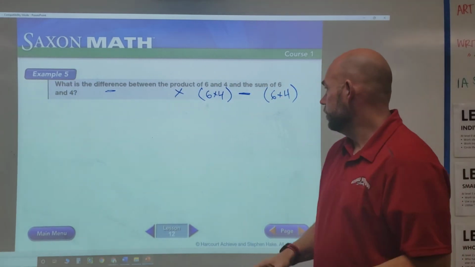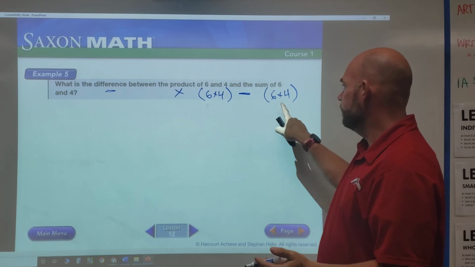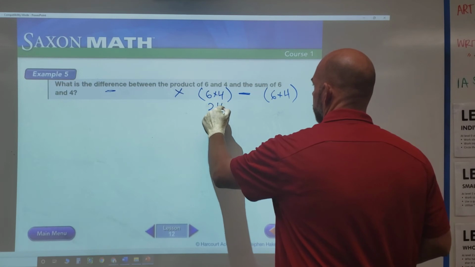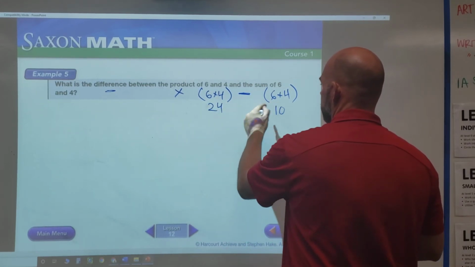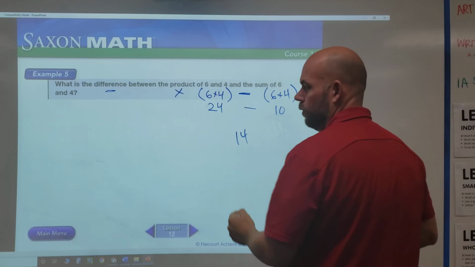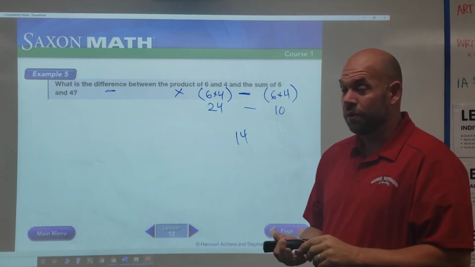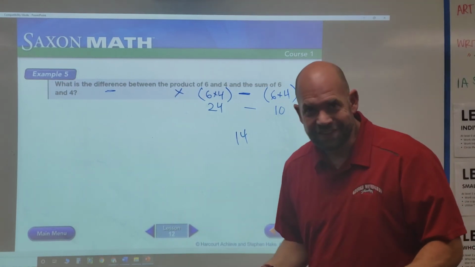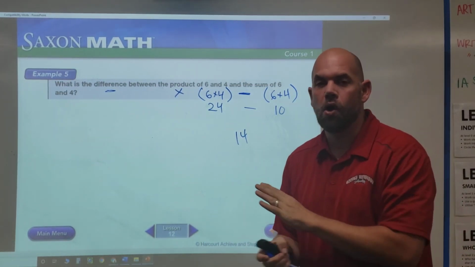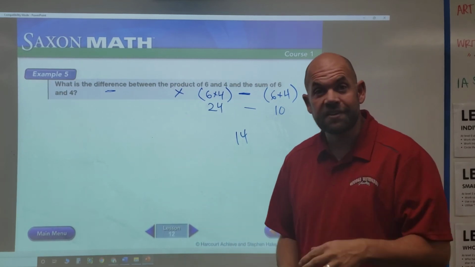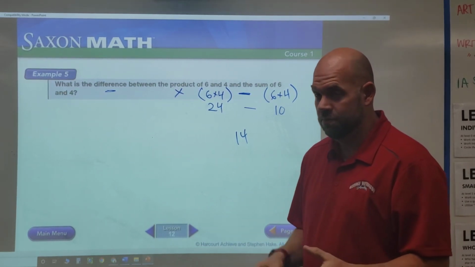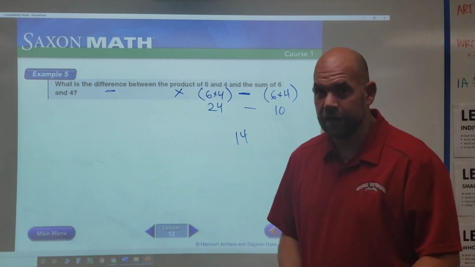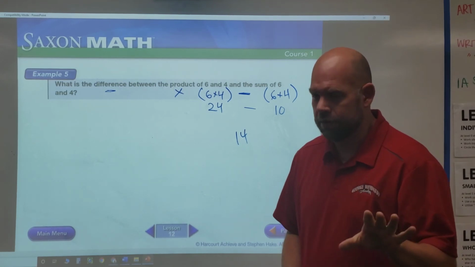Now I have an equation. 6 times 4 minus 6 plus 4. So I want to do order of operations first. What's in parentheses? 6 times 4 is 24. 6 plus 4 is 10. What's the difference? 24 minus 10? 14. All right? So this is where it's important to know what a product is, what a sum is, what a difference is. If you don't know this, trust me, it's going to hurt you all year long. So this is something you'll want to practice today. You'll want to reference it in the future, coming back to this lesson. This is something you really want to nail down. Can I emphasize that a little more? This is important, okay?